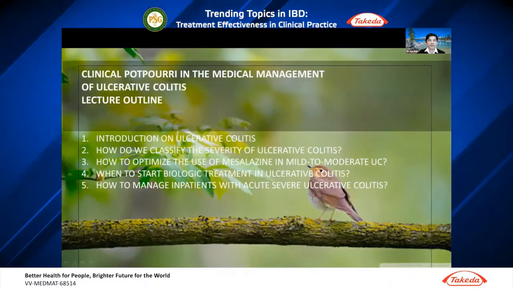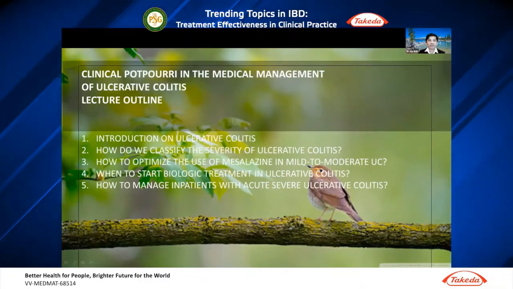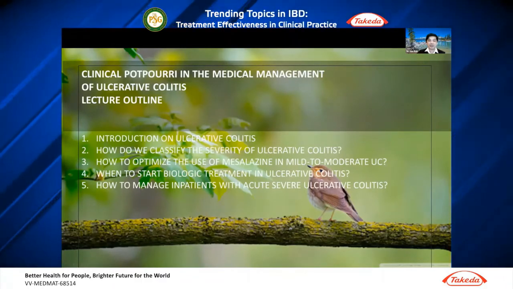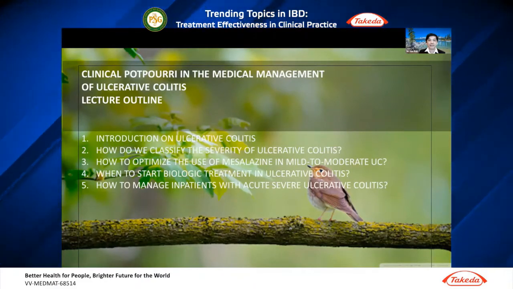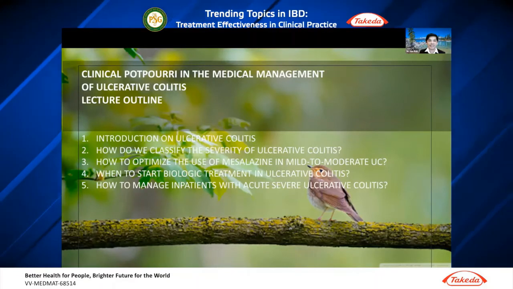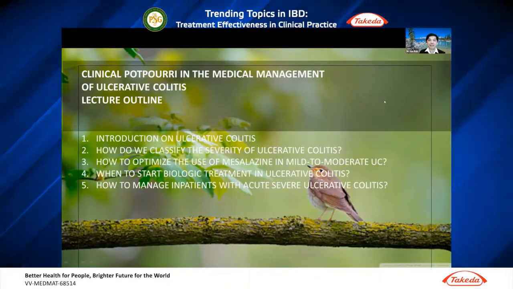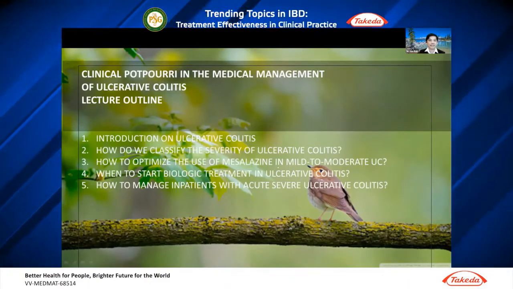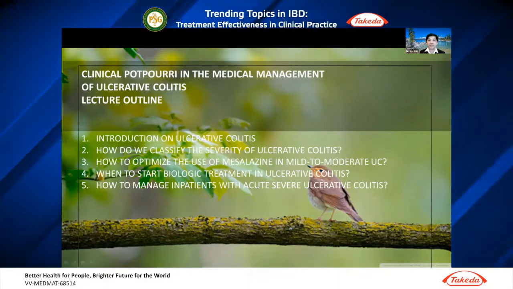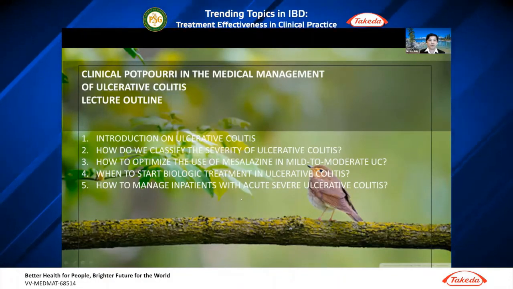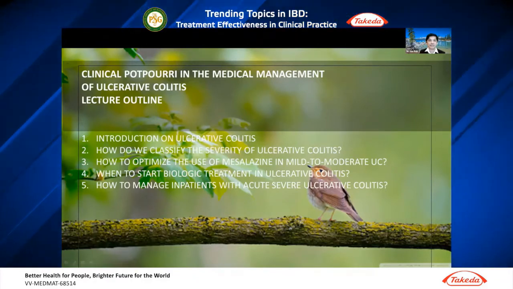Okay, this would be the lecture outline for my lecture. First, we'll be giving an introduction on ulcerative colitis. Then we will have 4 questions that we will try to answer. First is, how do we classify the severity of ulcerative colitis? Second, how to optimize the use of mesalazine in mild to moderate ulcerative colitis. Number 3, when to start biologic treatment in ulcerative colitis. Number 4, how to manage patients with acute severe ulcerative colitis.